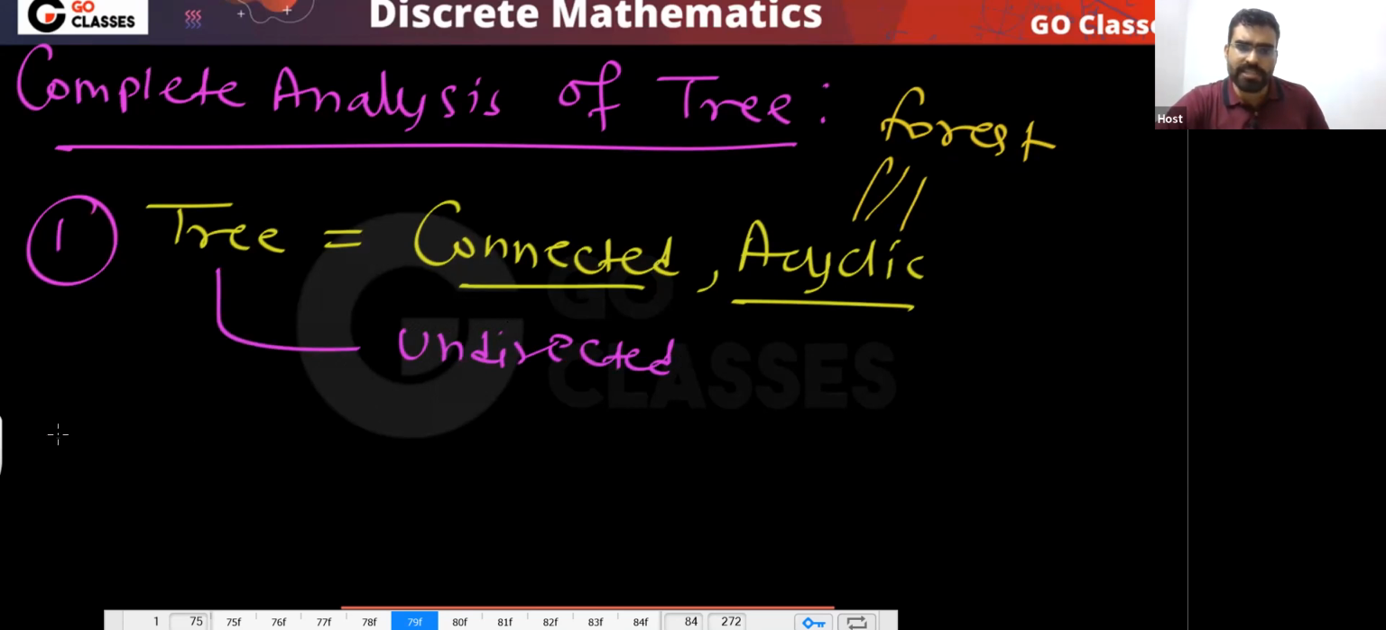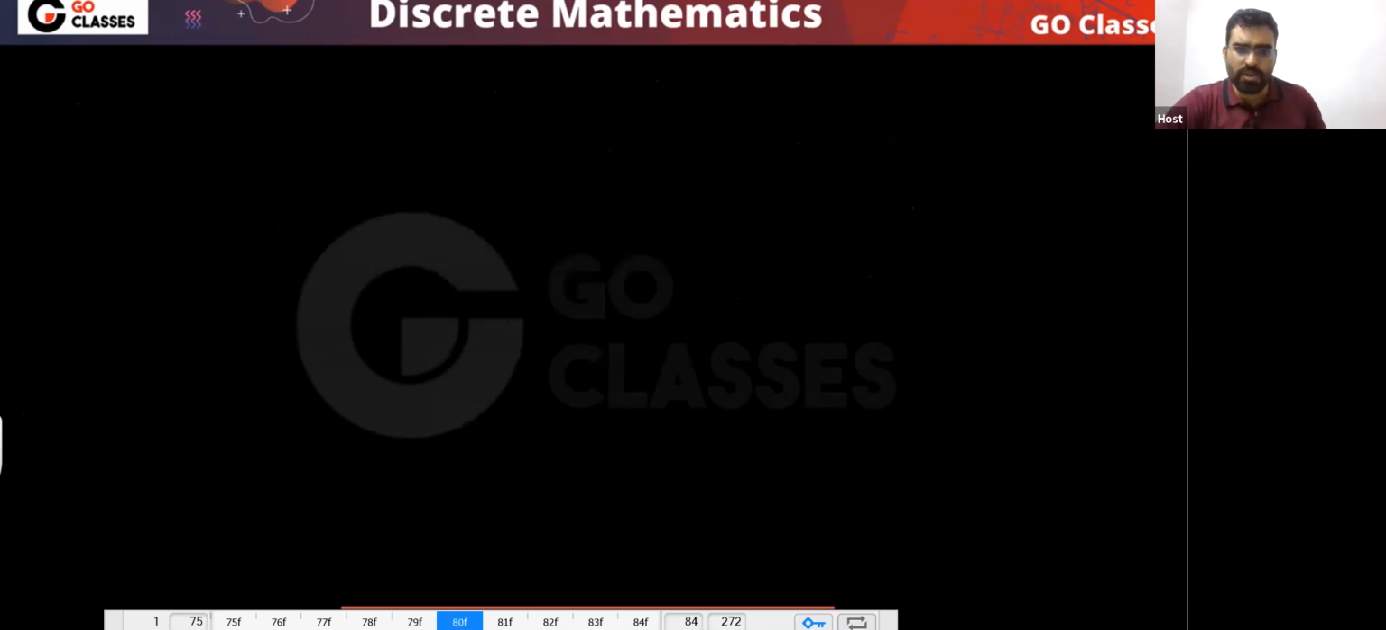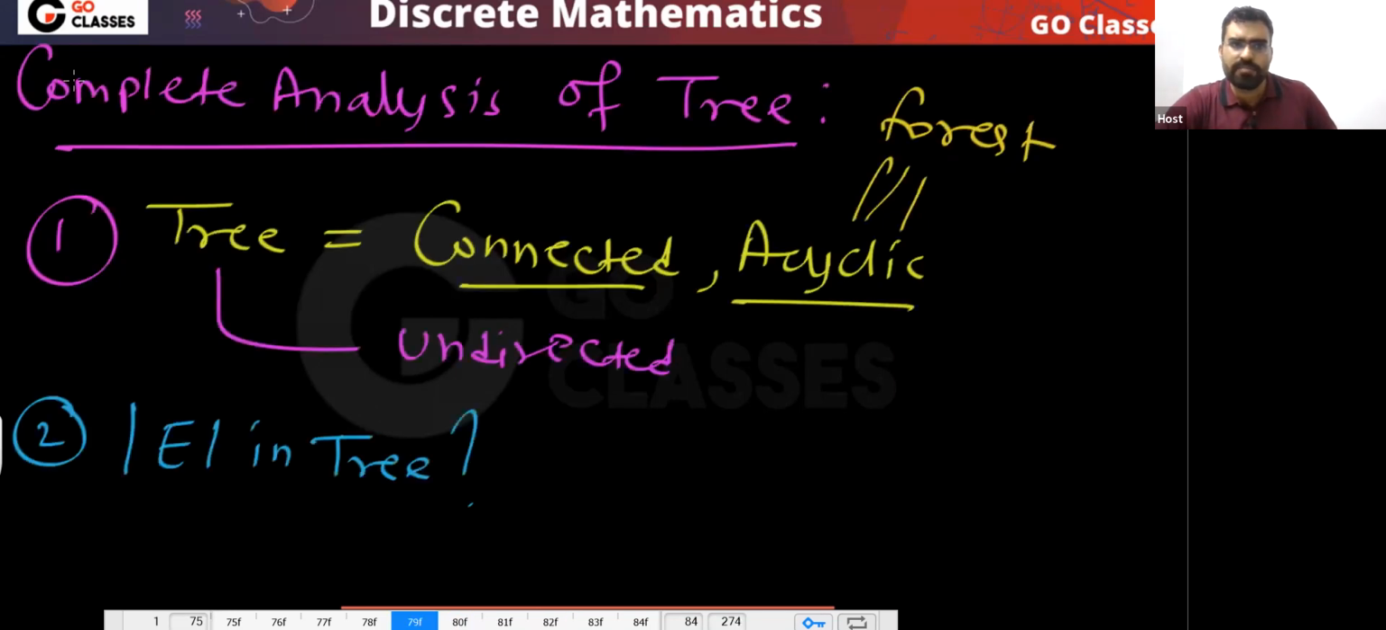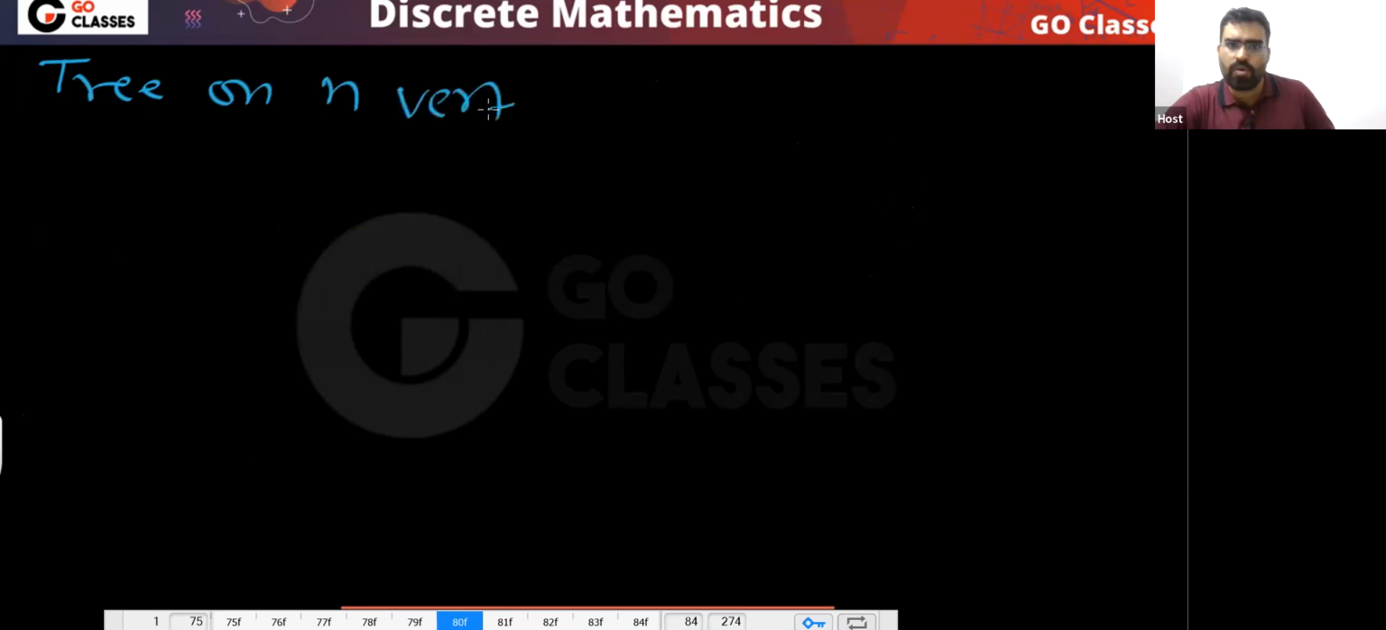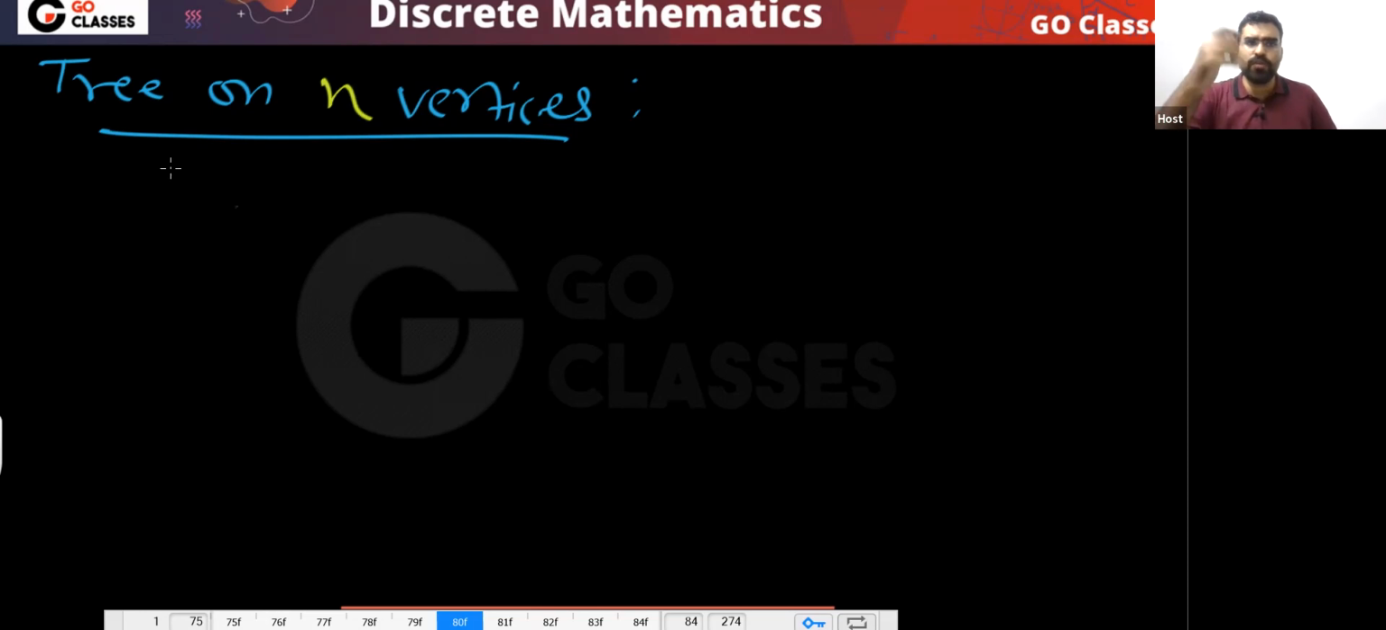Now the second thing: what is the number of edges in a tree? If you have a tree on n vertices, for example a tree on 4 vertices, what will be the number of edges? See, you can find it like this. Tree means connected acyclic, so you cannot bring a cycle. Let us assume you have n vertices. You want to create n vertices, then let's see how many edges will come.